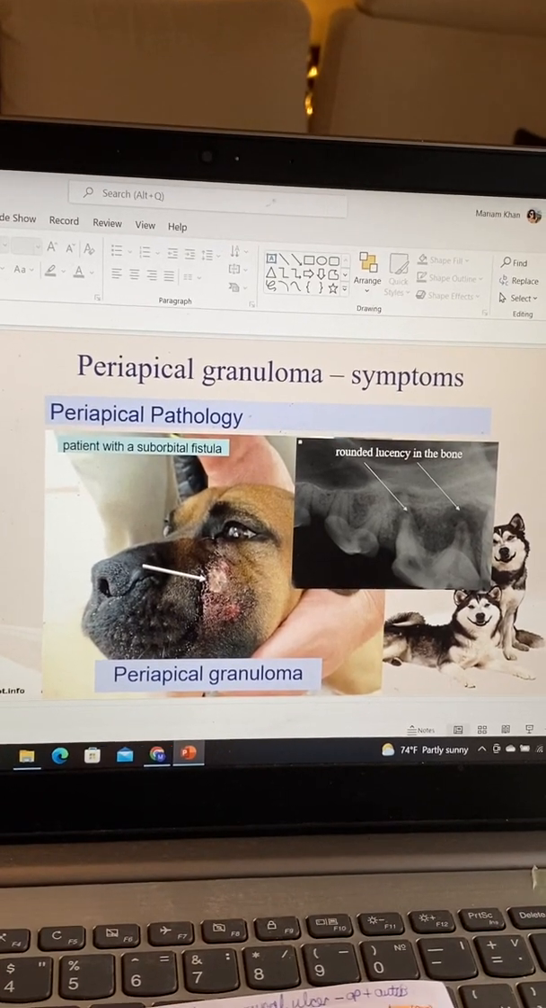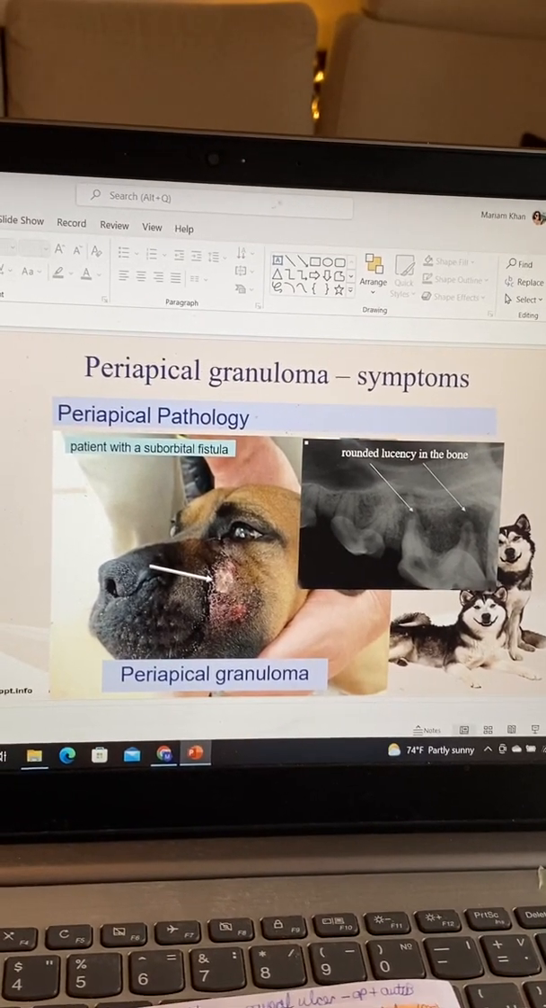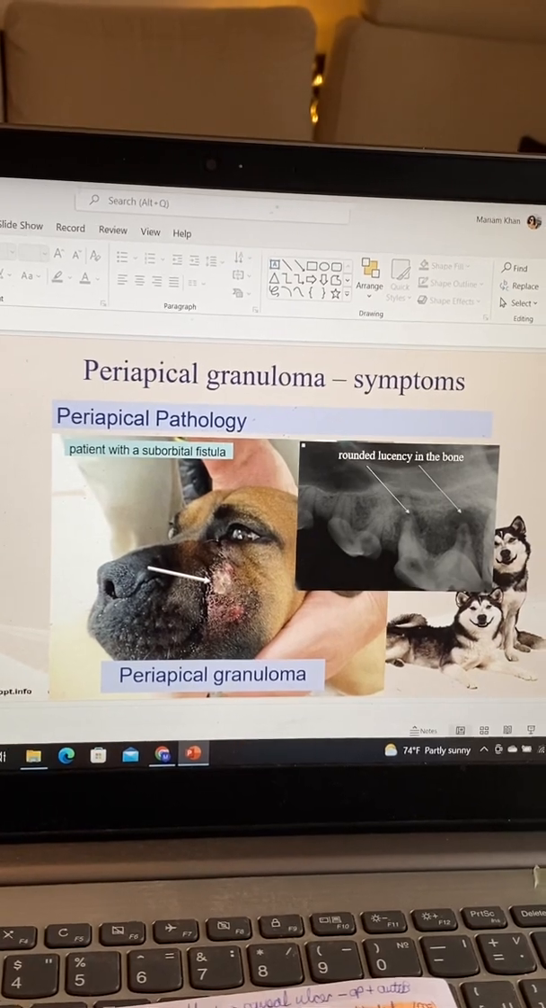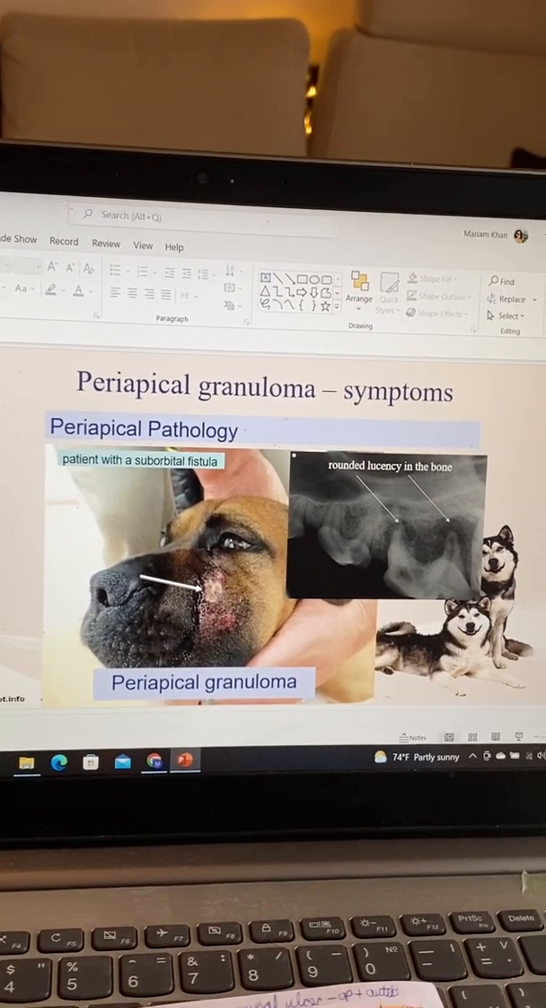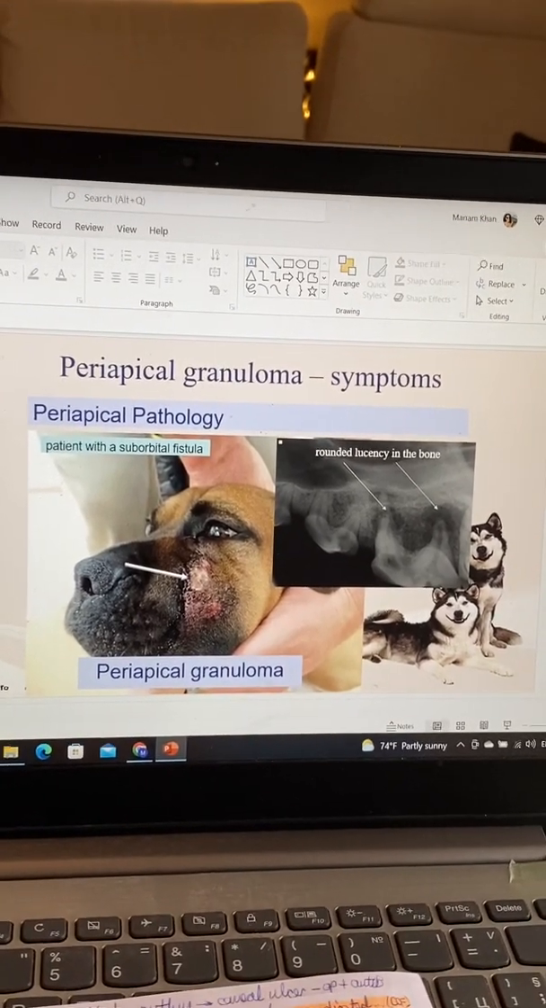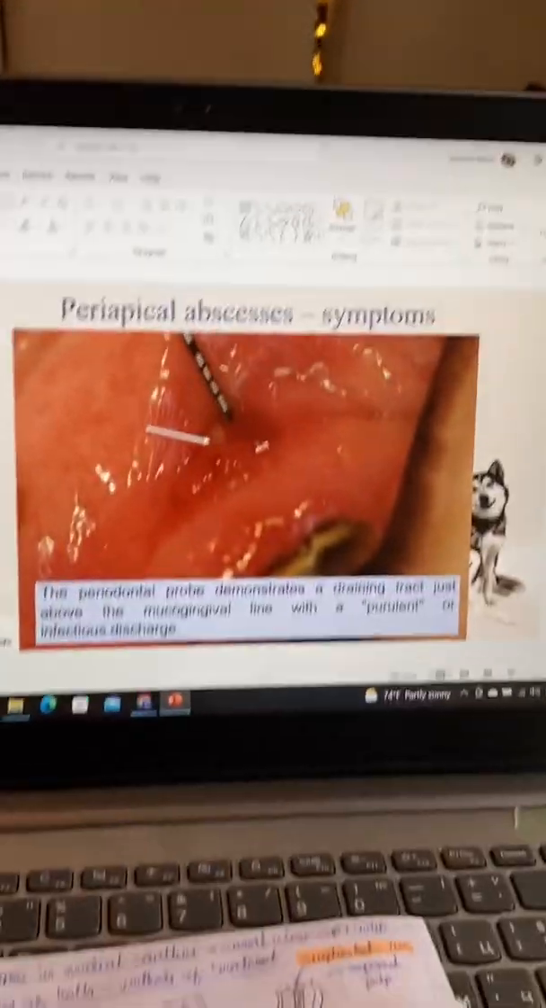Now with abscesses, it's exactly the same treatment as granulomas. Always remember that periapical granulomas and abscesses always have the same therapy, root canal therapy, or extract the tooth to remove infection and use antibiotics.